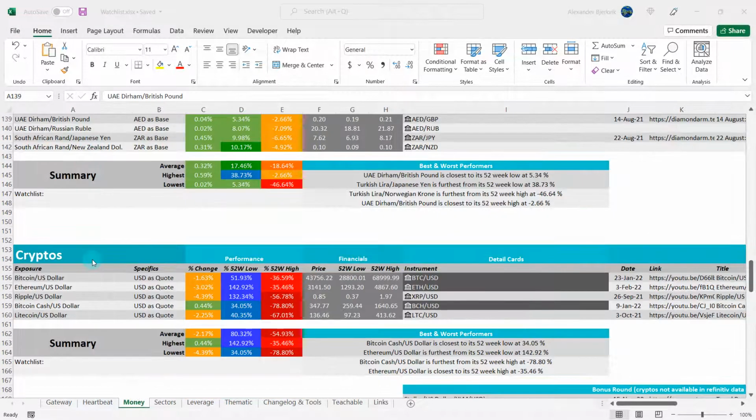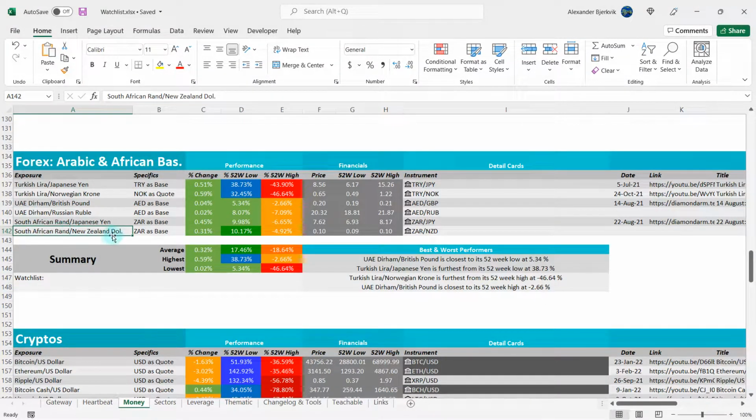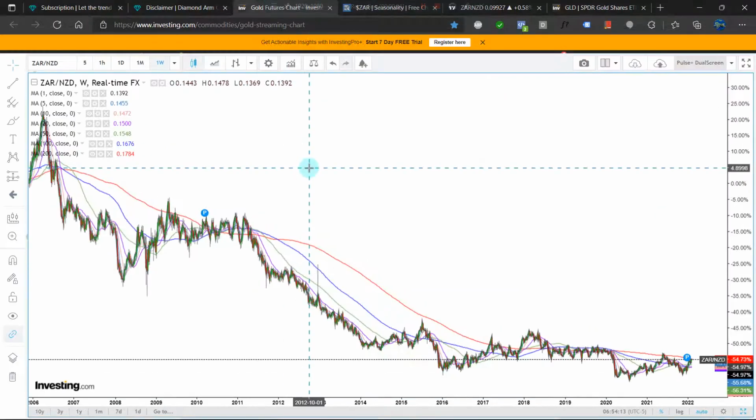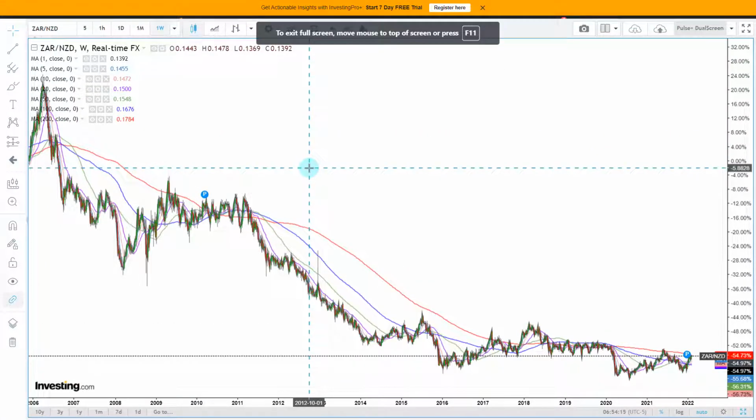So, let's find the pair. So here we have it, South African rand versus the New Zealand dollar. We have 10% here from the 52-week low, and we have seen a minus 5-ish% pullback. Okay, so let's just jump right into the charts.